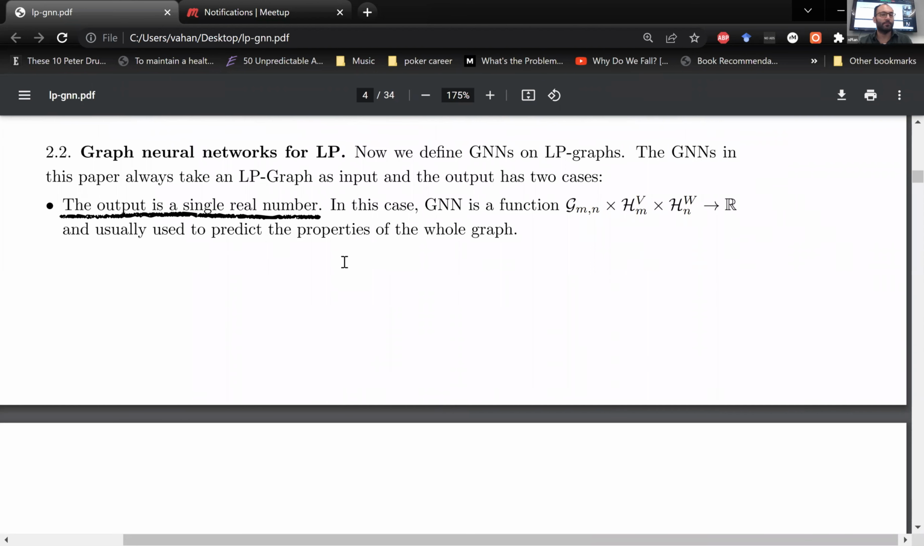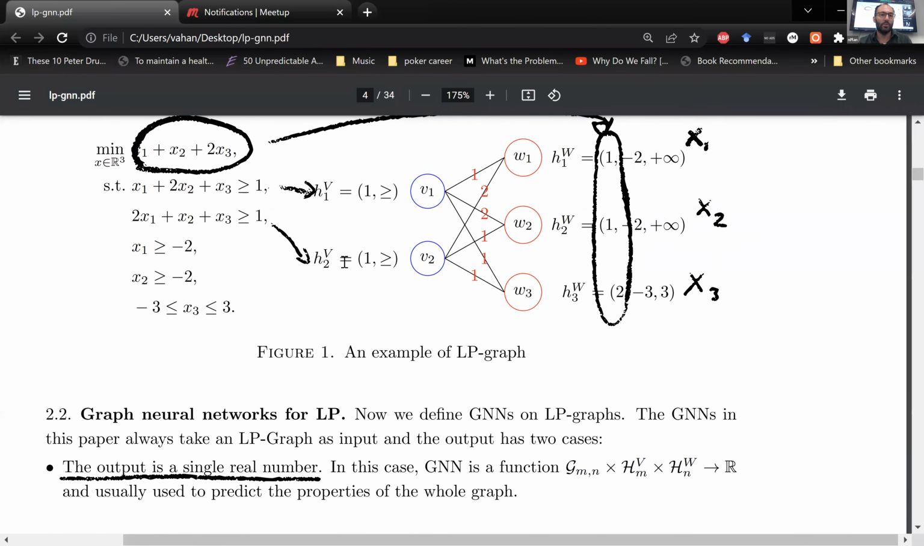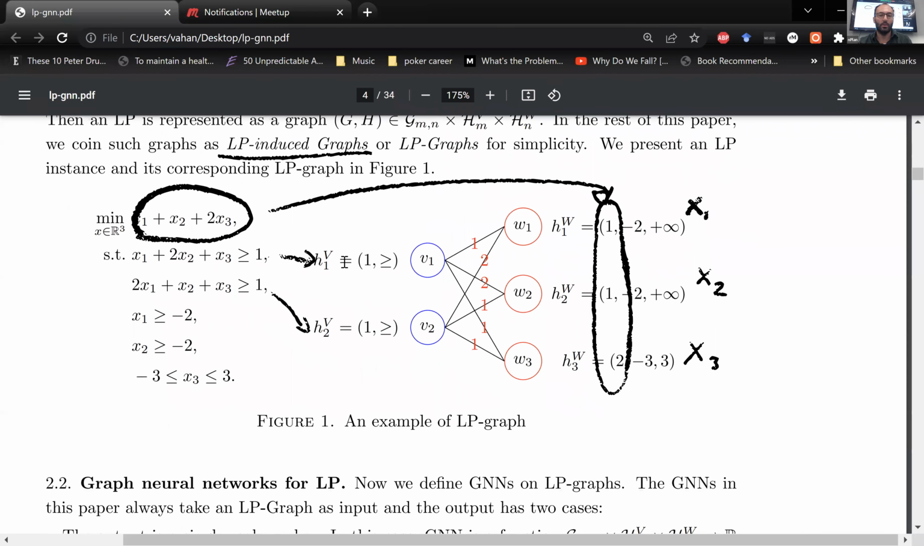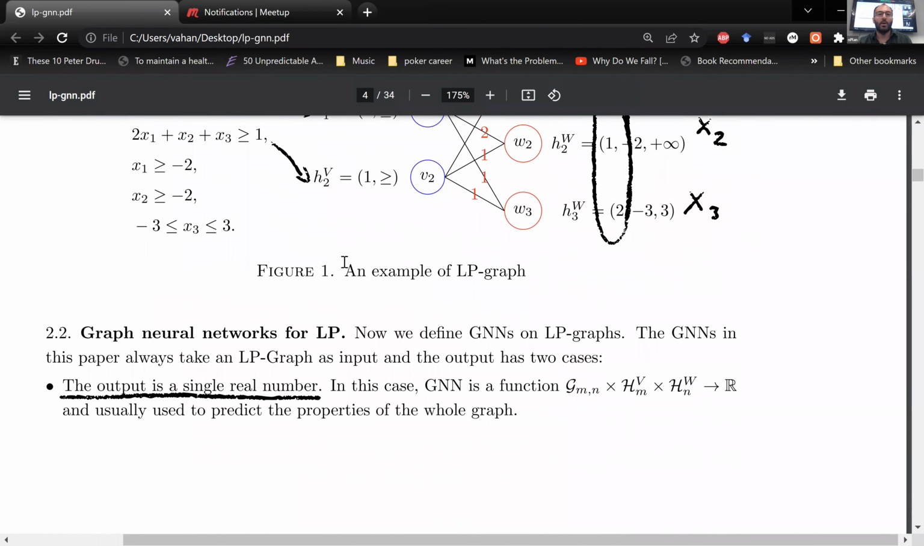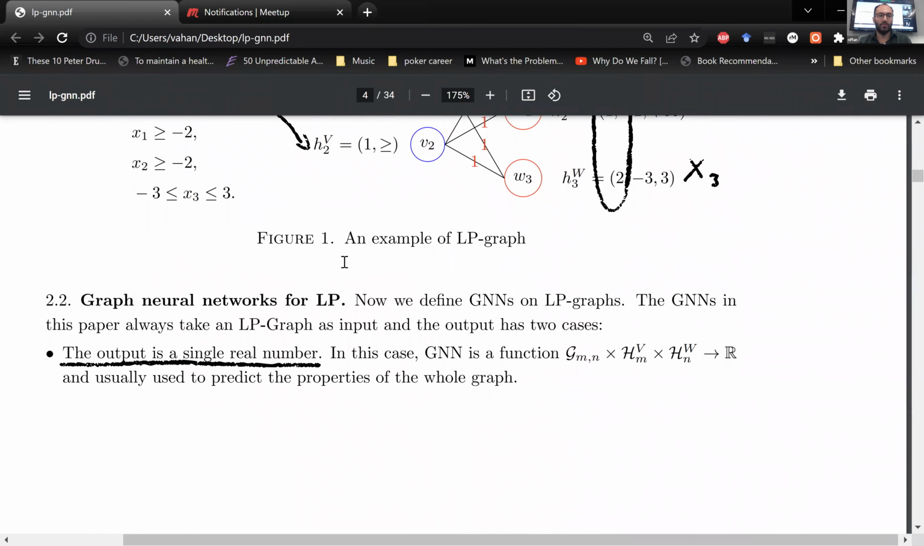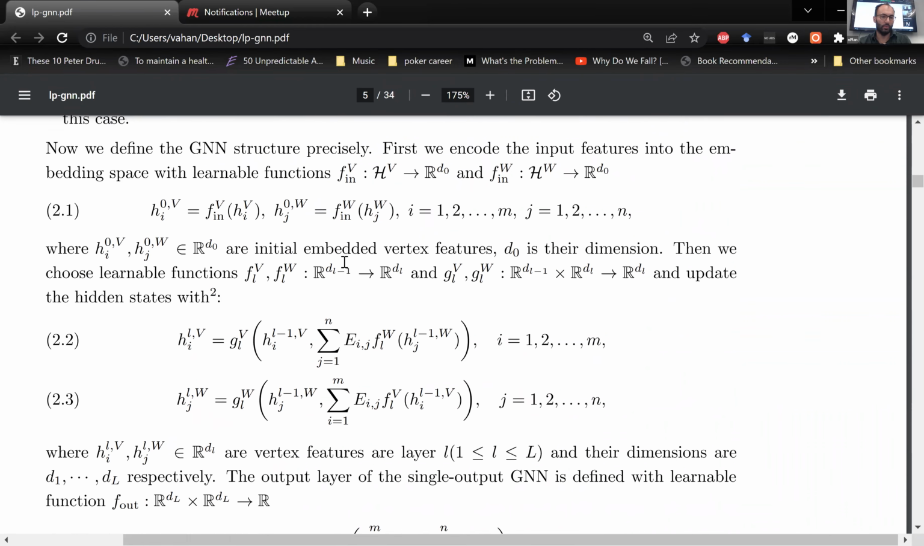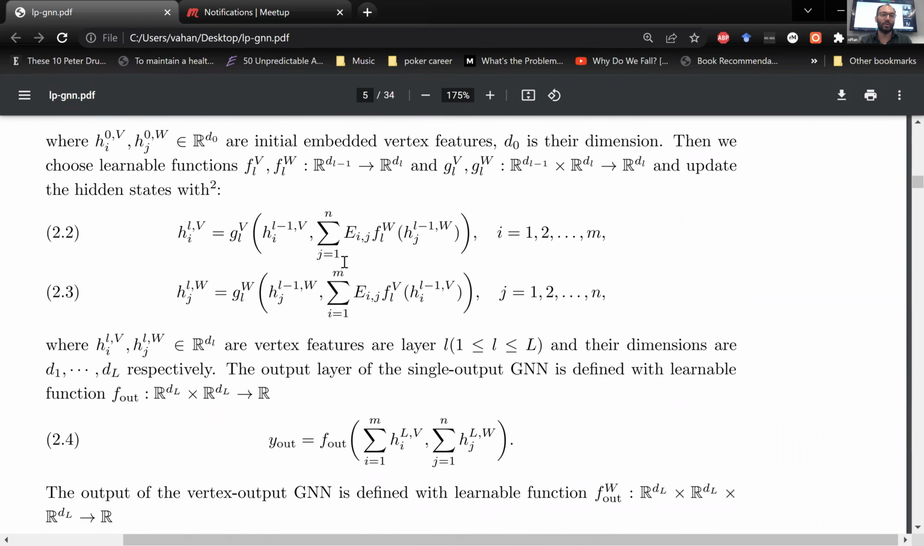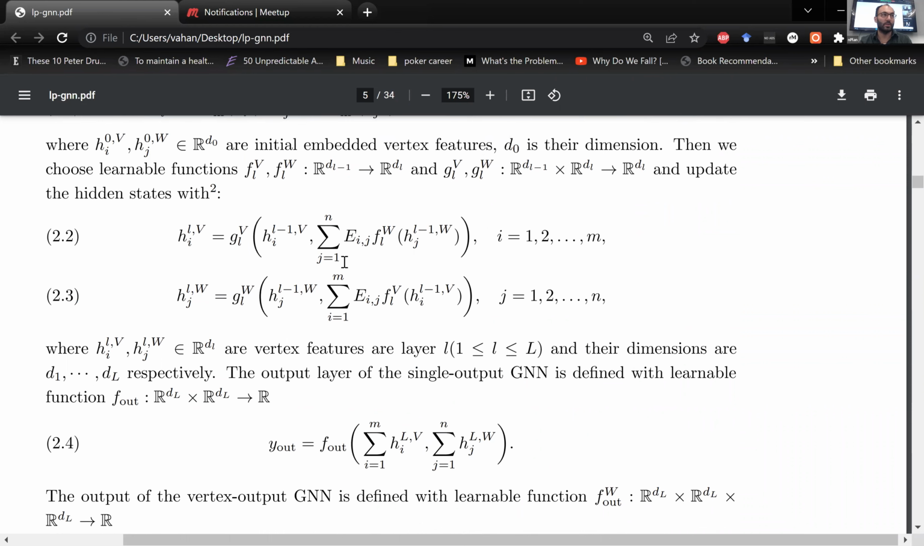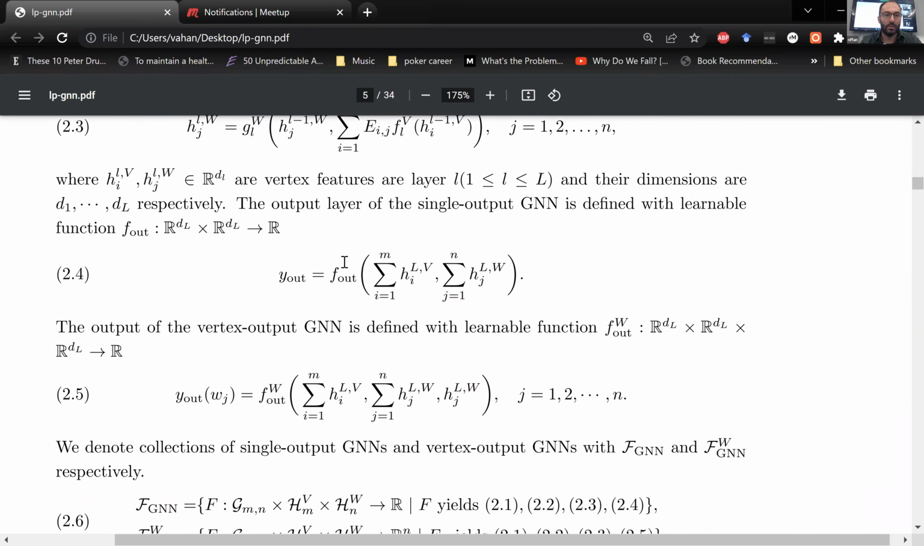Yeah. It says the output is a real number. What's that real number supposed to represent? Which output? Where? It says graph neural network, it says LP, and it says the output is a real, the objective value. Yeah, so they define two outputs. One is the objective value. The other one is the solution, right? So let's scroll down here and look at those.